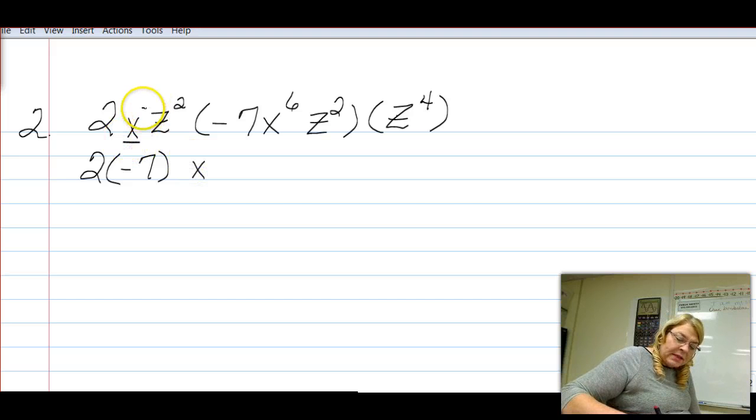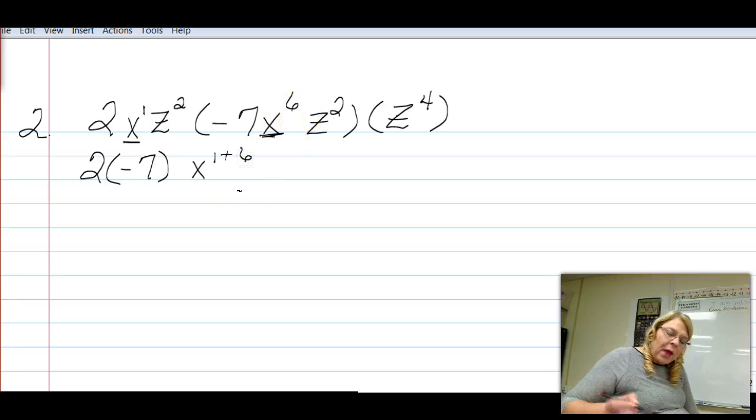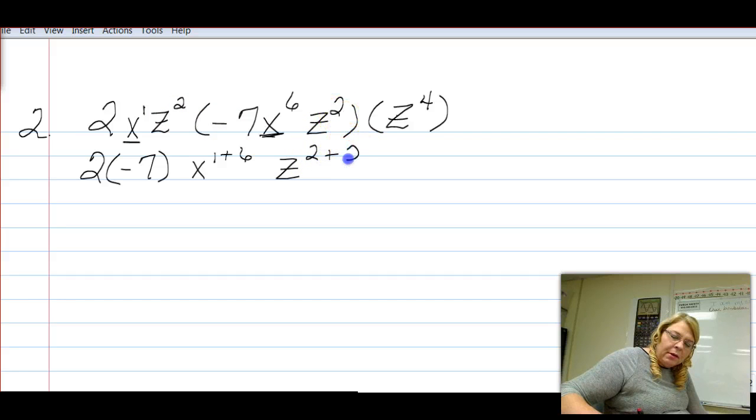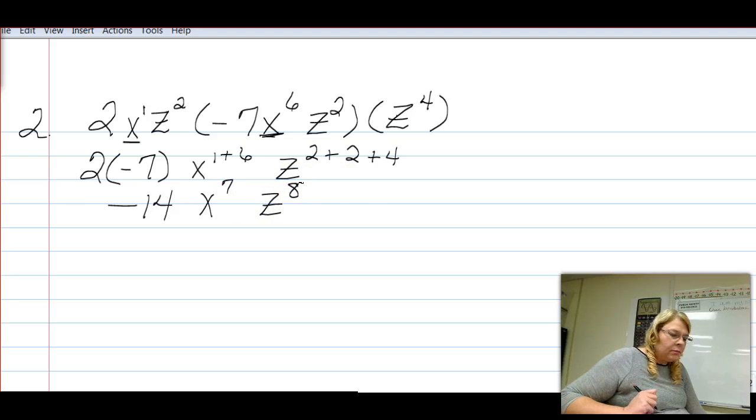This is a base x. It would have an exponent of 1. This is a base x. It has an exponent of 6. So I add those exponents. Then I do the same things for the base of z. I have a z squared here, a z squared here, and a z to the 4th there. 2 times negative 7 is negative 14. This would be x to the 7th power, z to the 8th power. That is my answer for number 2.